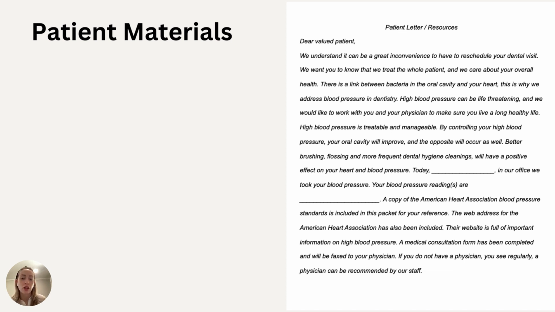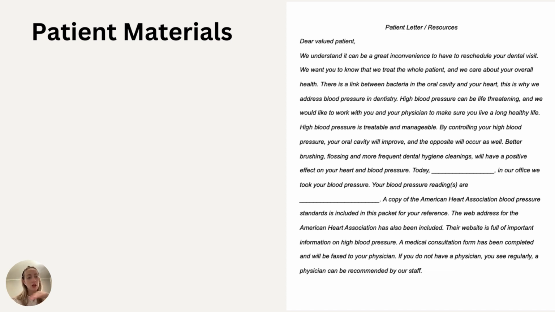"A copy of the American Heart Association blood pressure standards is included in this packet for your reference. Their website is full of important information on high blood pressure. A medical consultation form has been completed and will be faxed to your physician. If you do not have a physician you see regularly, a physician can be recommended by our staff."